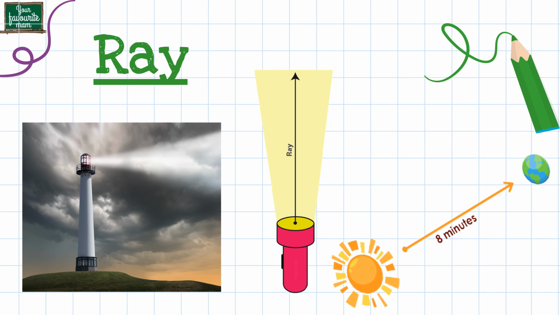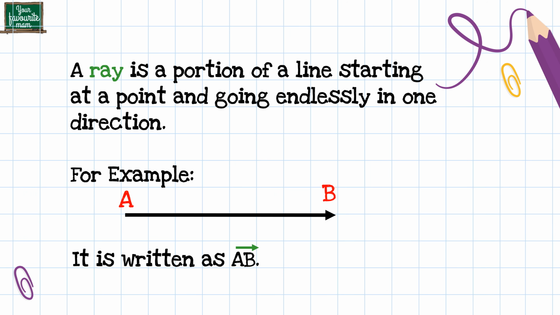Next is ray. An example of a ray can be the beam of light from a lighthouse, or a ray of light from a torch, or the sun rays reaching the earth. So what is a ray? A ray is a portion of a line starting at a point and going endlessly in one direction with no end point. For example, this ray AB. It can extend infinitely in one direction.